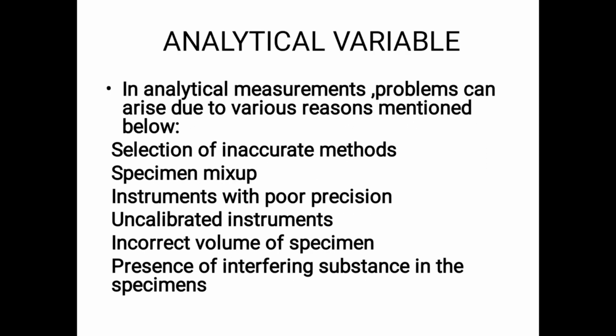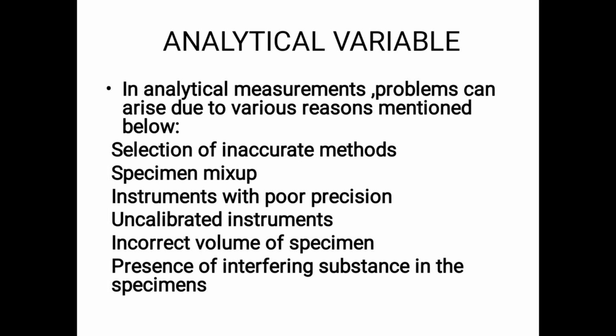So next is analytical variables. During the test, during the measurement, problems can arise. Selection of an inaccurate method; we have to choose an accurate method. For example, for the estimation of blood glucose, there are different methods: glucokinase, hexokinase, glucose dehydrogenase. So depending on the availability and the machine, we have to choose the proper, accurate test.